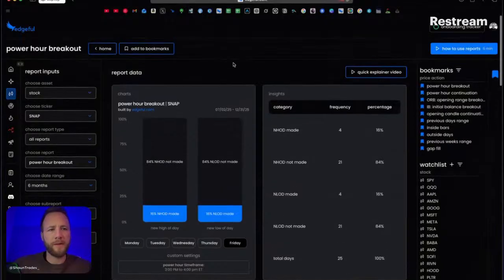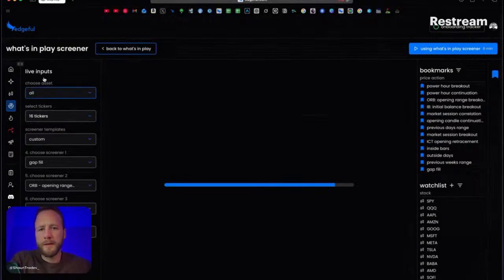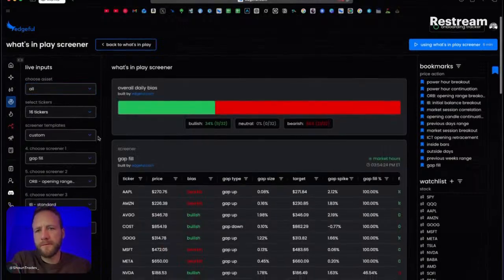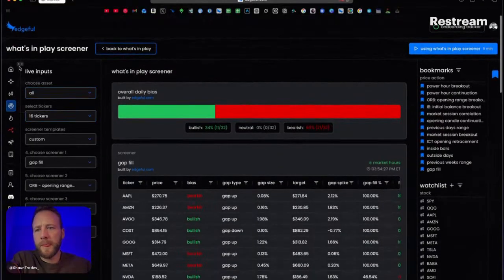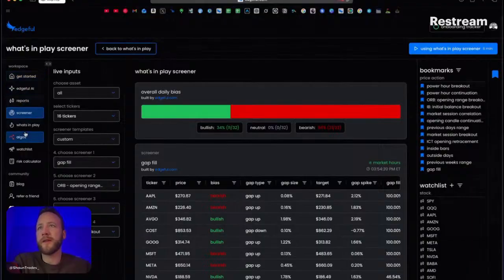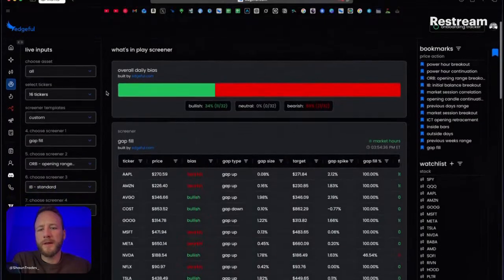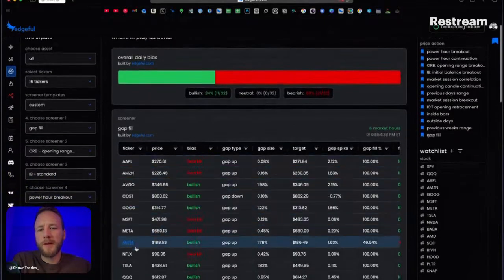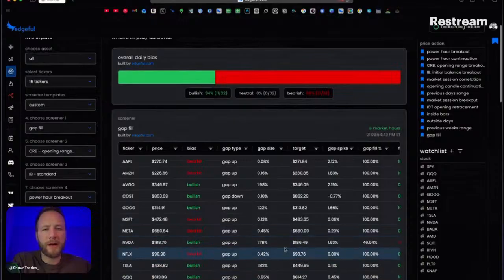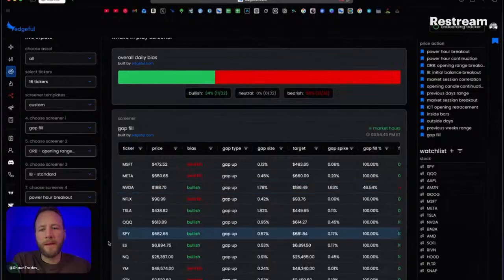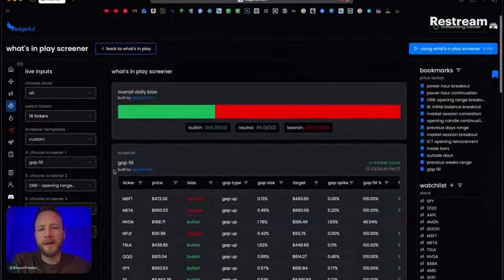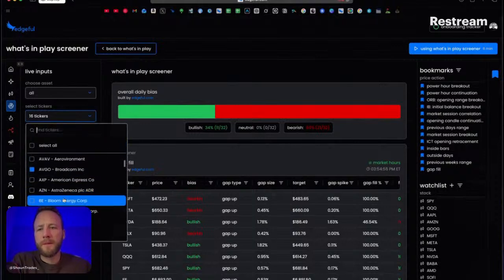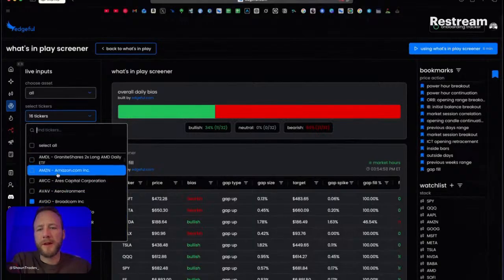So going back to the Edgefield platform, we'll have a little look around. The screen is quite fun. Let's get the tab up there. You've got all the tabs down here on the left side. If we tap on the screener, this comes up. It gives you an overall daily bias. The stocks listed here on the screen are not the stocks in the watch list, but you can customize them to whatever you want, which is here. Oh, it's the gap fill report. Okay, right. They should link those two together. I might suggest that.